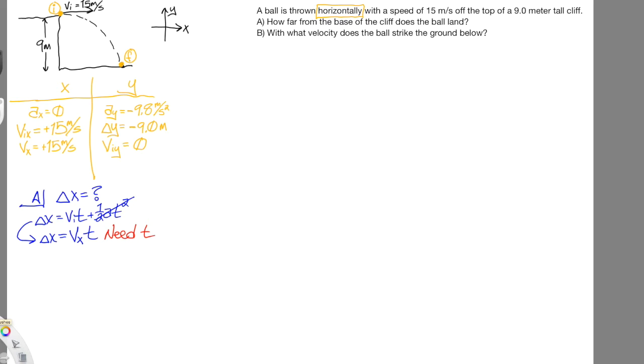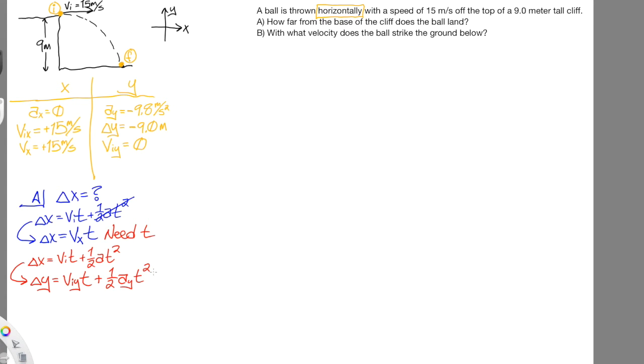In the y direction, we have a delta y and VIY, and we're looking for t. So the equation we need, as it appears on your formula sheet, would be delta x equals VIT plus 1/2 AT squared. And we want to make that into a y direction equation. So delta y instead, not just the initial velocity, but the initial velocity in the y direction. Time stays the same, plus 1/2 times acceleration in the y direction times time squared.